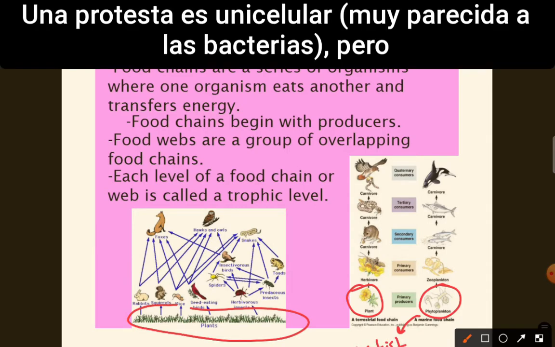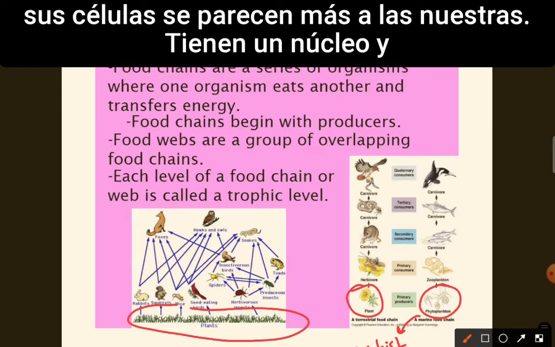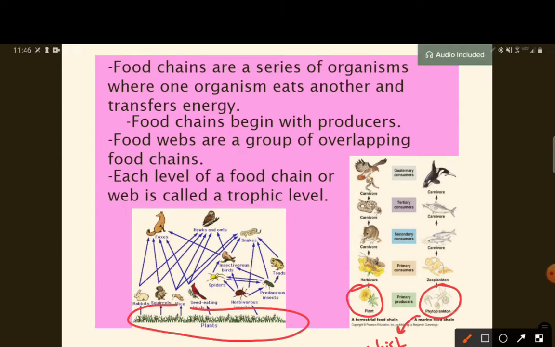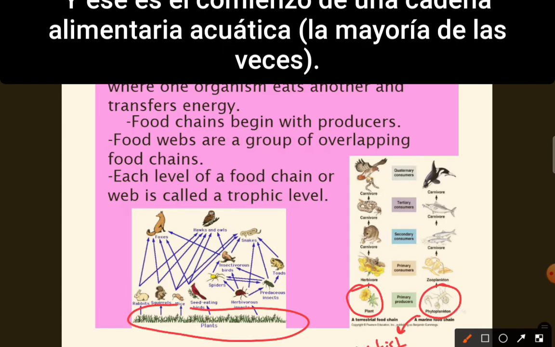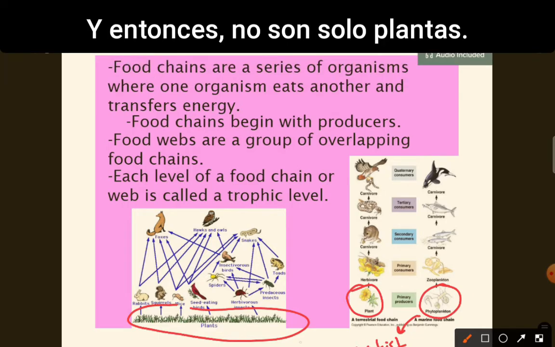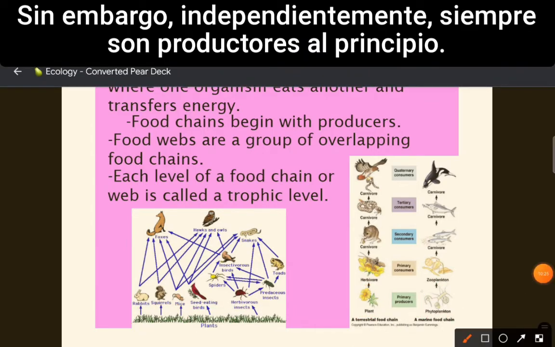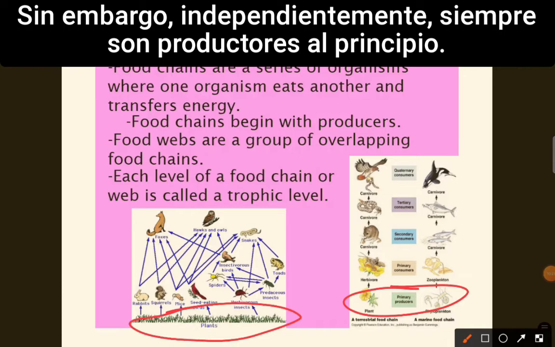A protist is single-celled, a lot like bacteria, but their cells are more like ours. They have a nucleus and they're bigger. And so this particular type of protist is capable of photosynthesis, and that is the start of an aquatic food chain most often. And so it's not only plants. So regardless, though, there are always producers at the beginning.